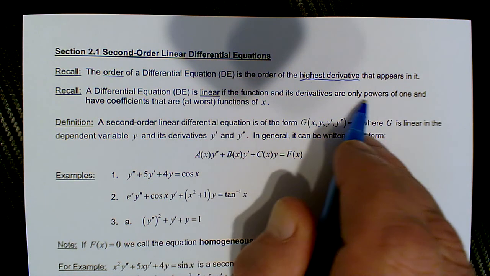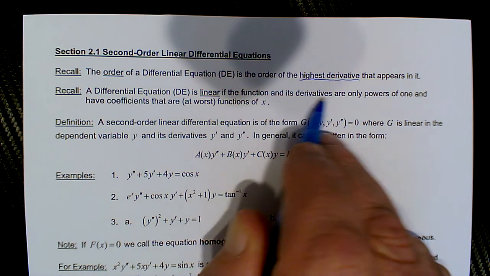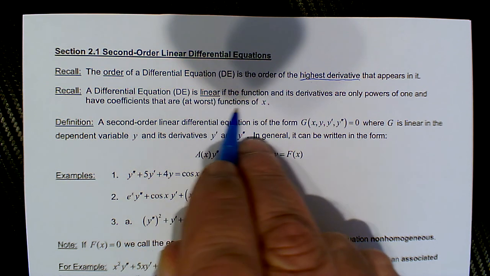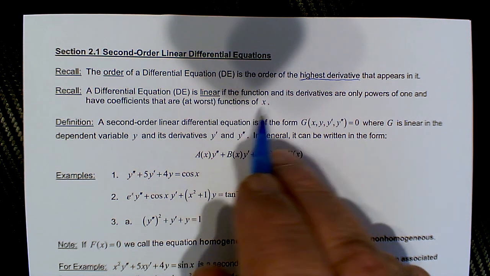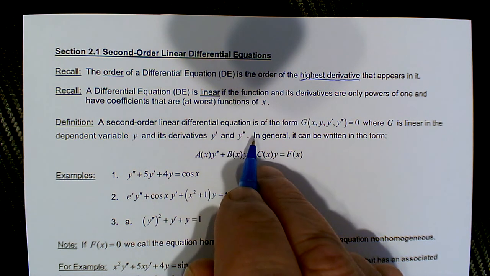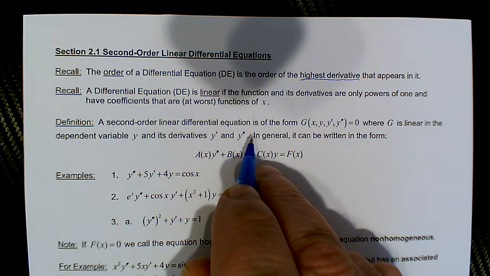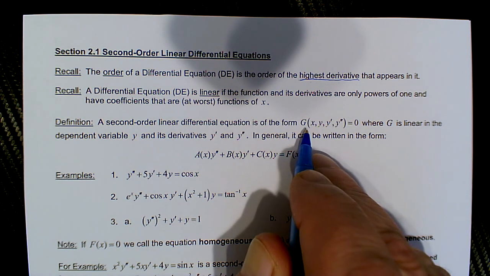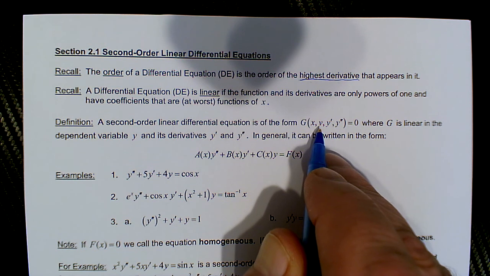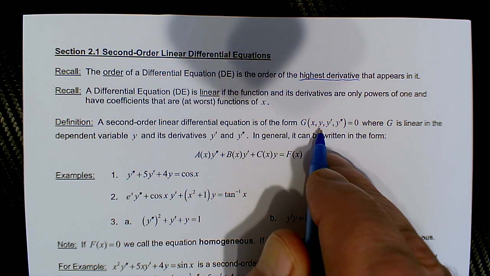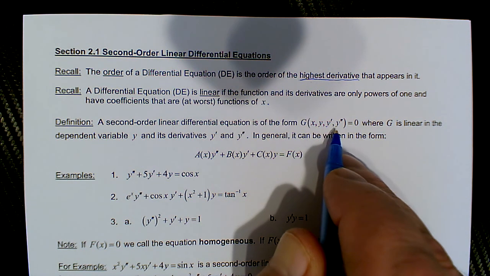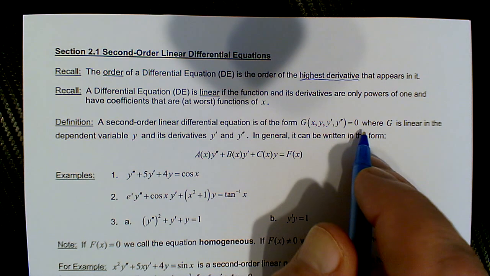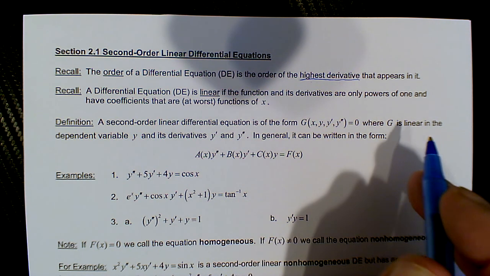This is a formal definition. If the function and its derivatives are only powers of 1 and they have coefficients that are at worst functions of x. So now we define a second order linear differential equation. This is just simply saying that we have a function of x and the function y that we're looking for, its first derivative and its second derivative, set equal to 0, let's say.